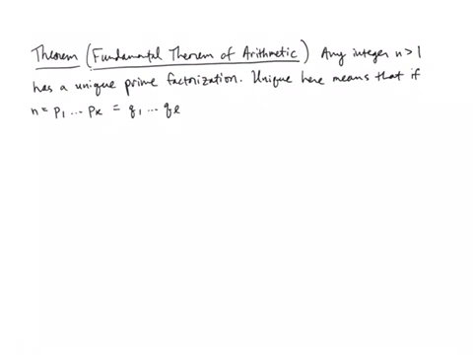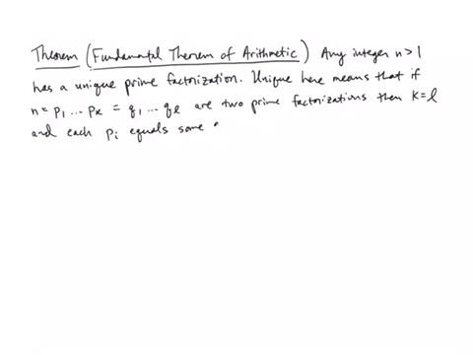So you have to consider that possibility, that if these are 2 prime factorizations, then k in fact equals l, and each pi equals some qj, which is just to say that the list of p's is the same as the list of q's, they just might be in a different order.